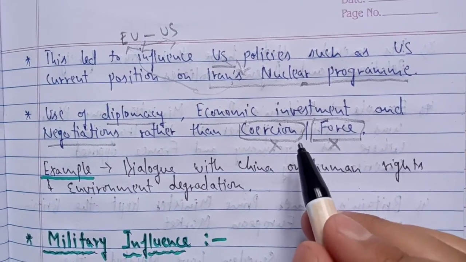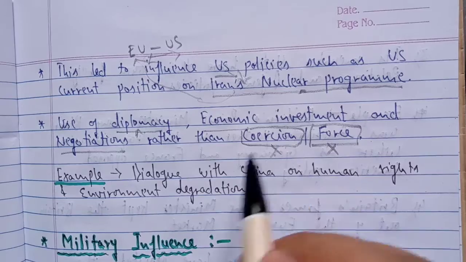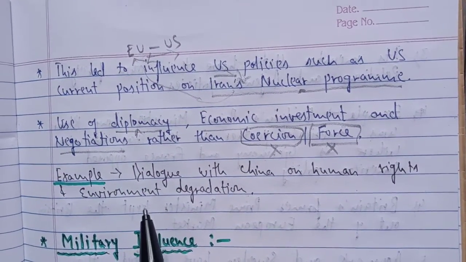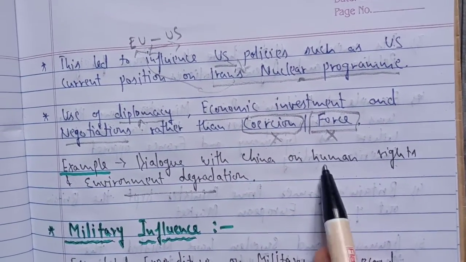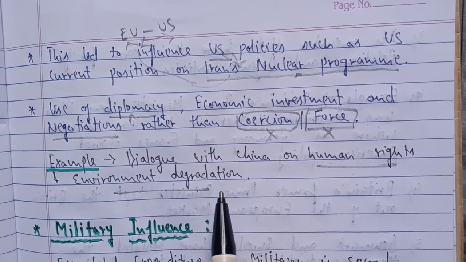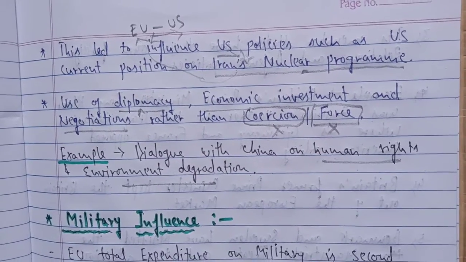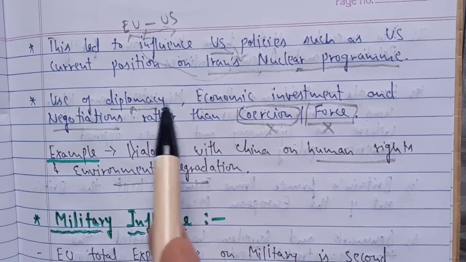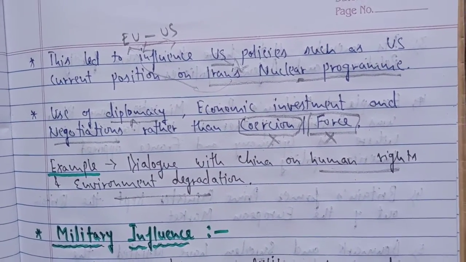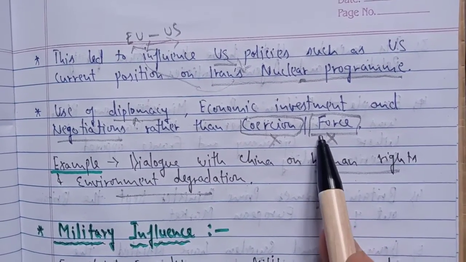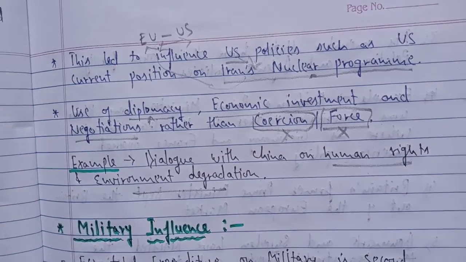In fact, instead of using coercion and military force, they use diplomacy, economic investment and negotiations to solve problems. For example, they had a dialogue with China on human rights and environmental degradation. With better negotiations, they solved the problems. So the European Union was promoting peace and cooperation among countries all over the world through the policy of diplomacy, economic investment and negotiations on various problems arising in the world arena. On the other hand, the USA always used its military power. So this was the difference between the European Union and the United States.